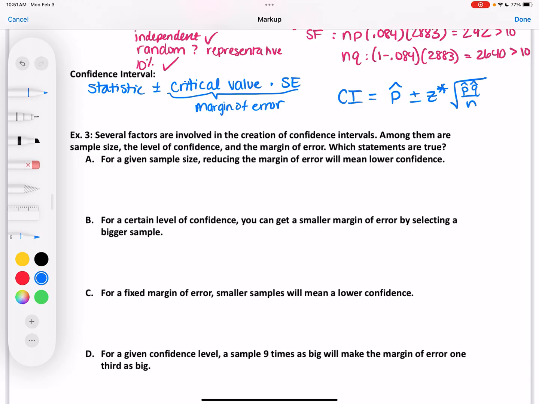So our next statements are true or false statements, and we're going to explain why they are what they are within those as well. So several factors are involved in the creation of confidence intervals. Among them are sample size, the level of confidence, and the margin of error. Which statements are true? For a given sample size, reducing the margin of error will mean a lower confidence. What do you think? Basically, do you think it's true or false?